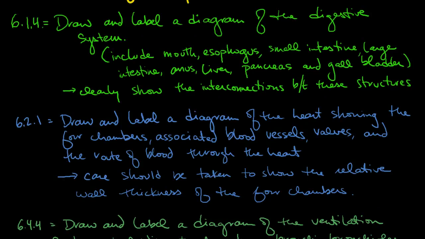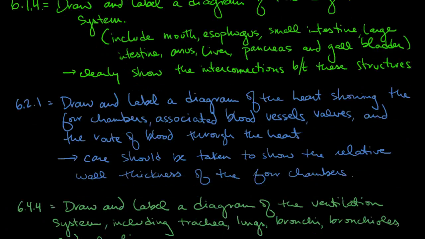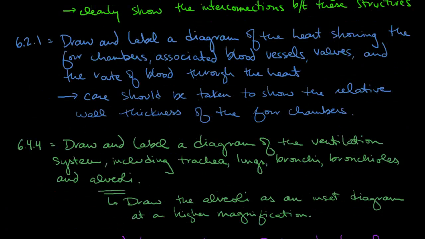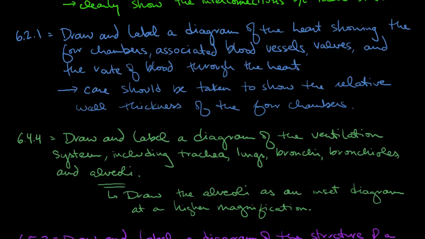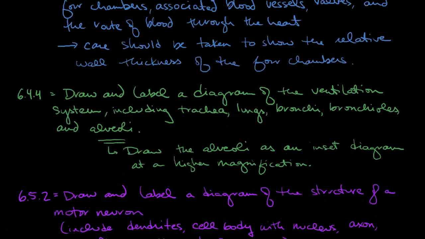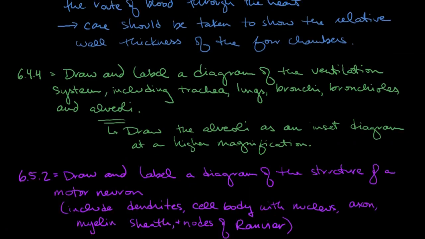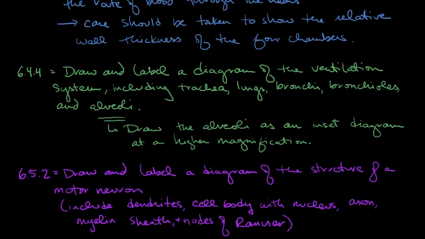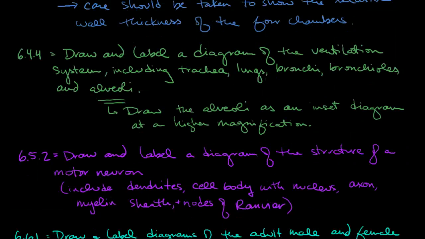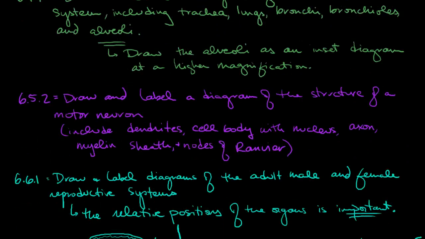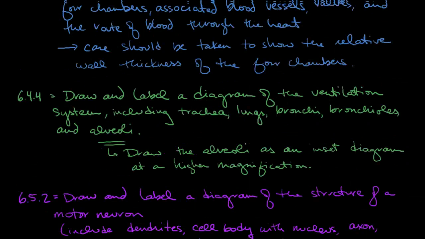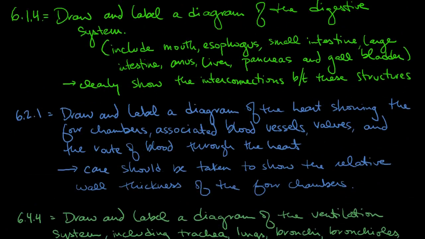6.2.1 is draw and label a diagram of the heart, and I included some things that you need to be able to show, and another hint. 6.4.4 is draw and label a diagram of the ventilation system, with some other notes and things to make sure you label. 6.5.2 is a diagram of the structure of a motor neuron, and 6.6.1 is to draw and label a diagram of an adult male and female reproductive system. So let's go ahead and get started.